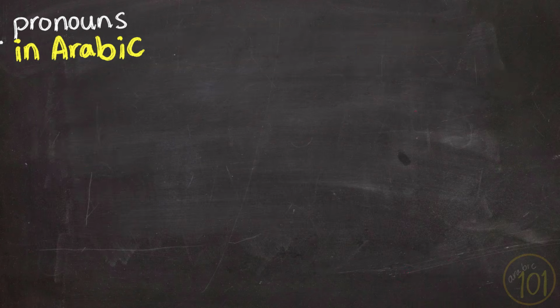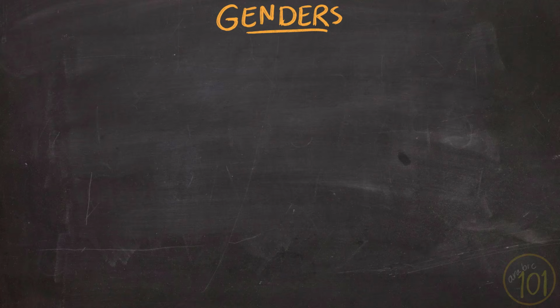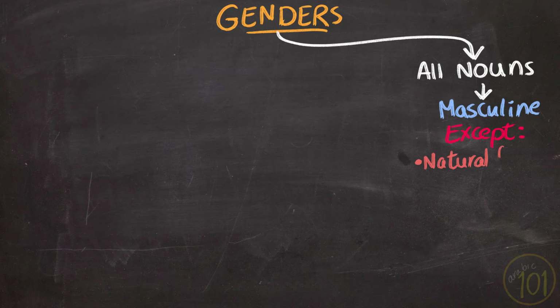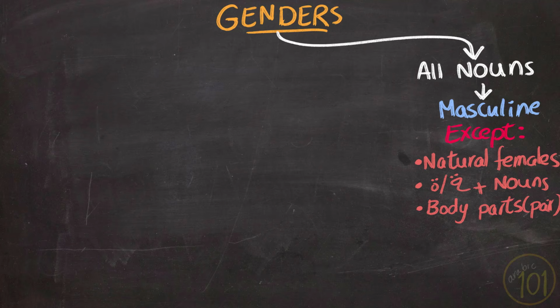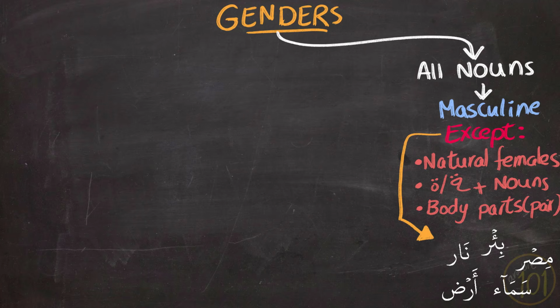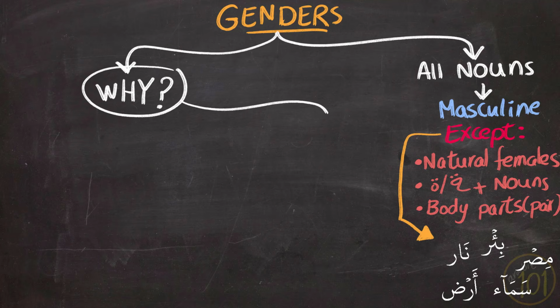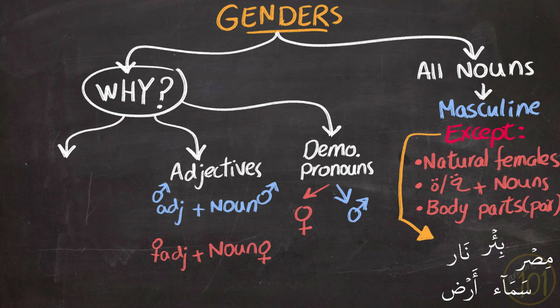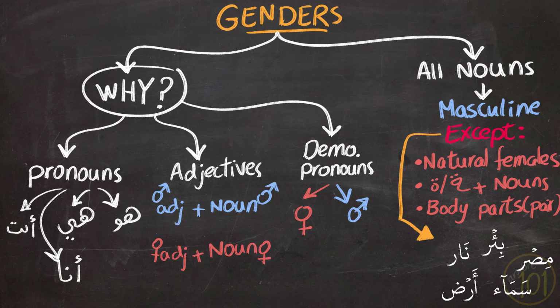So in a nutshell, there are only two genders in Arabic, masculine and feminine. And all Arabic nouns are masculine except in three cases: natural females, nouns that end with ta marbuta, and body parts that occur in pairs. And in the Holy Quran, there are a few exceptions that you have to learn by heart. And there are three reasons why knowing the gender of the noun is important to understanding the Quran. The first reason is knowing which demonstrative pronouns are used before the noun, then using the proper adjectives that come after the noun. And last is using the proper pronouns instead of the noun itself.